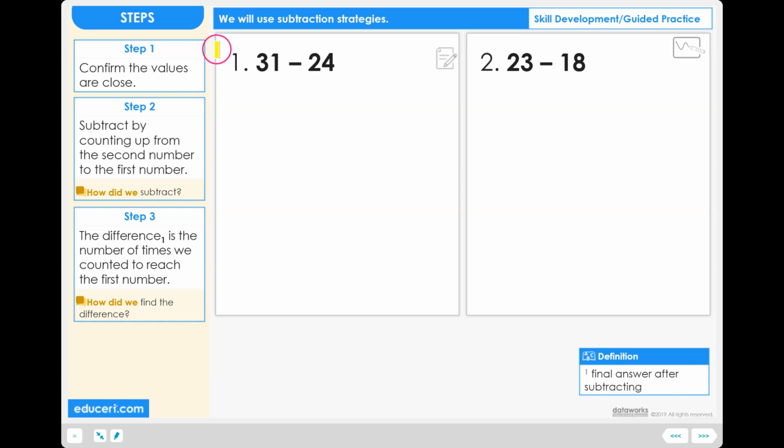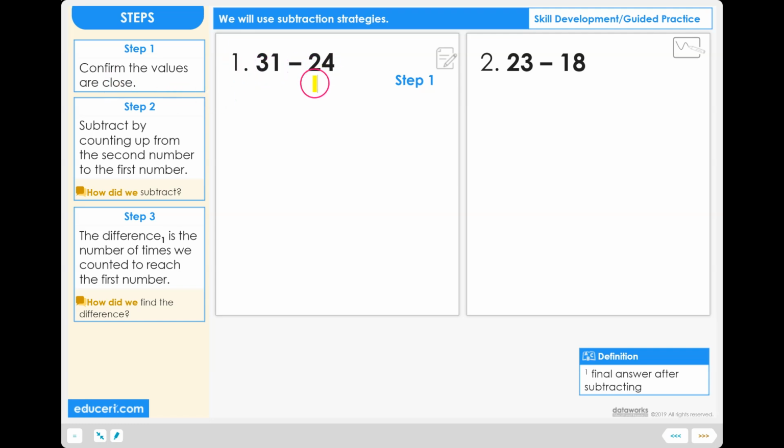Okay, on this slide, we're going to use the counting up strategy on a couple of problems. Number 1 is 31 minus 24. We're going to follow 3 steps to use the counting up subtraction strategy. Step 1. Confirm the values are close.